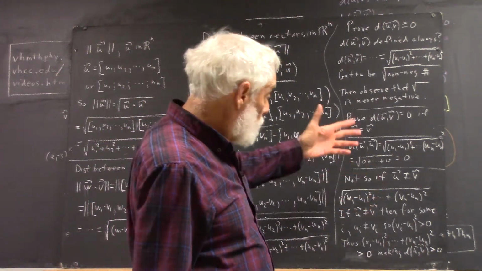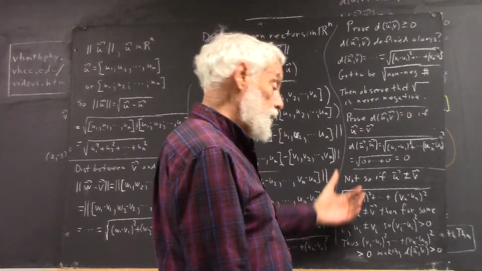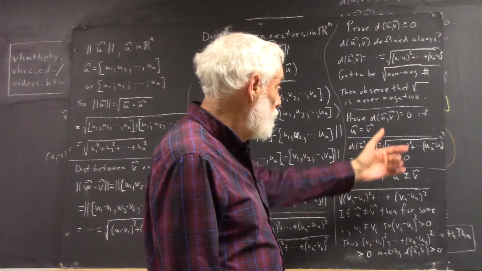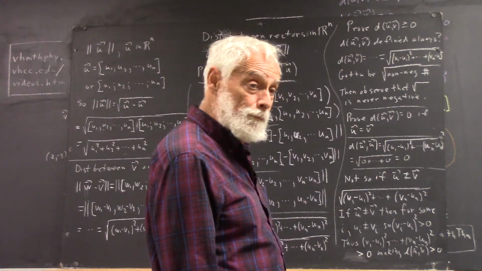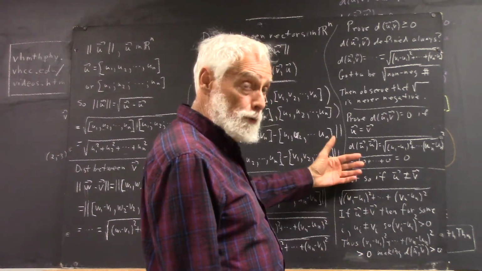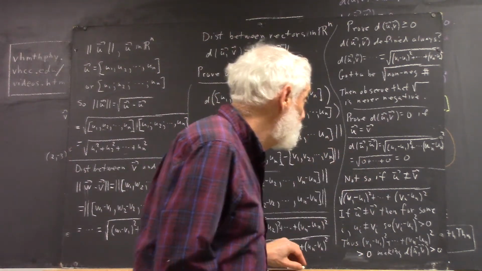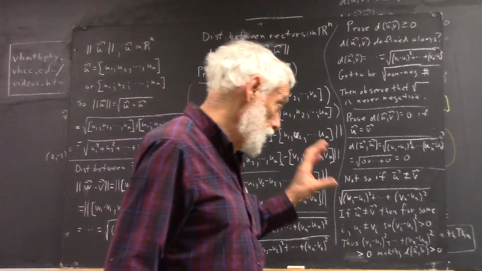So, we've proven that the distance between u and v is 0 if and only if u equals v. Okay? It's true if u equals v, and it's not true otherwise, so it's true only if u equals v. Now you should understand the details of this and understand why this is so, and let me know if you don't.